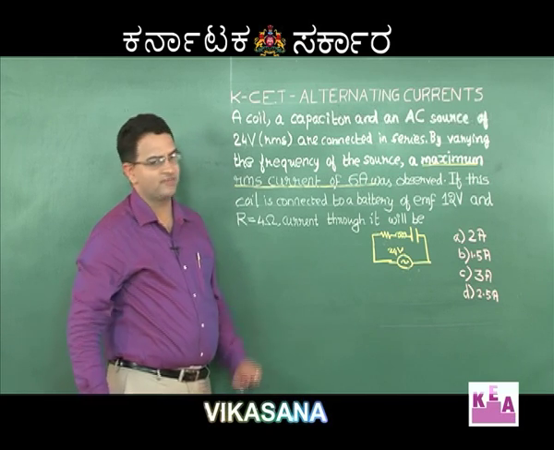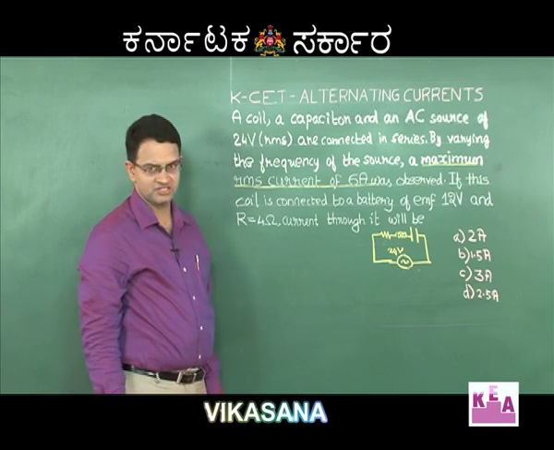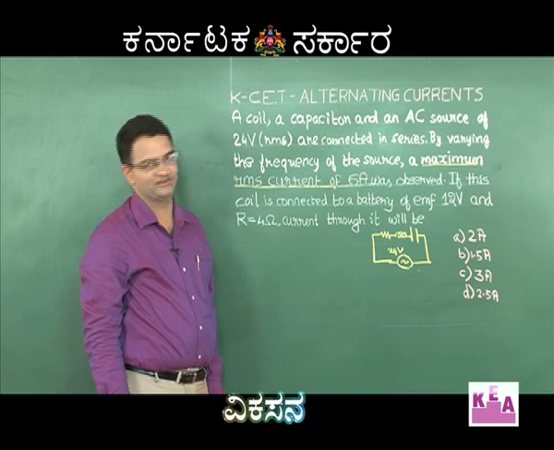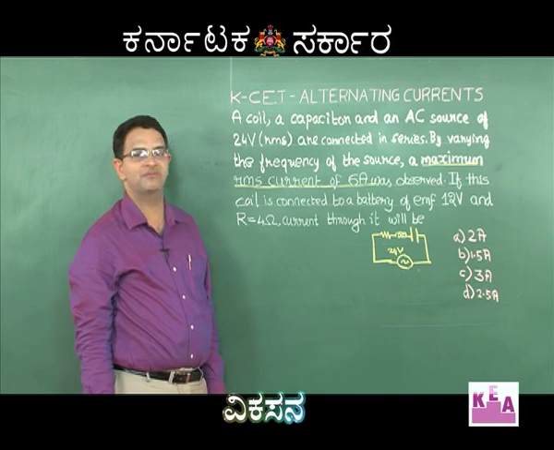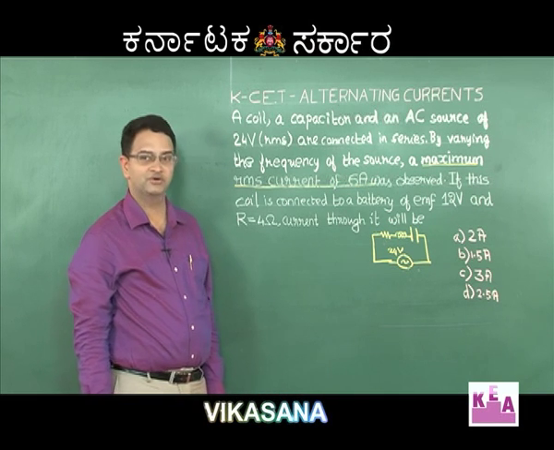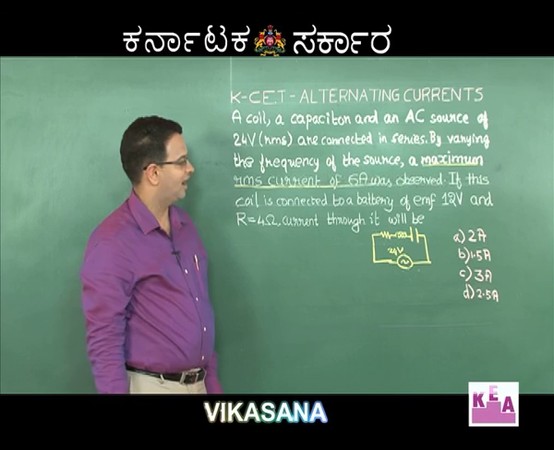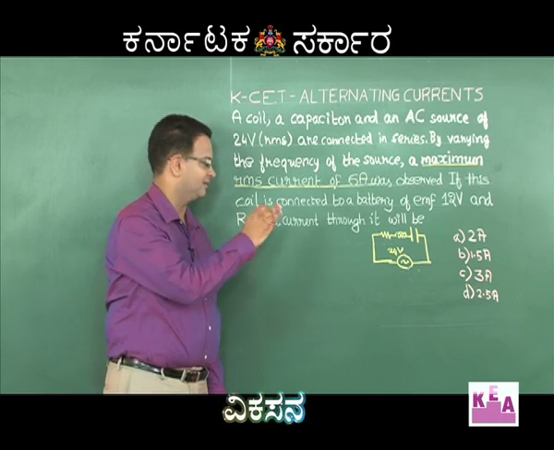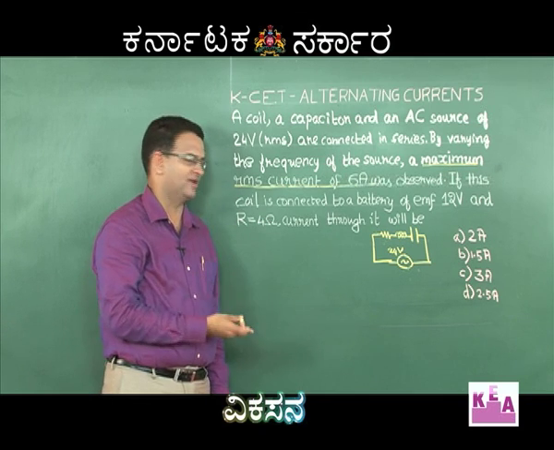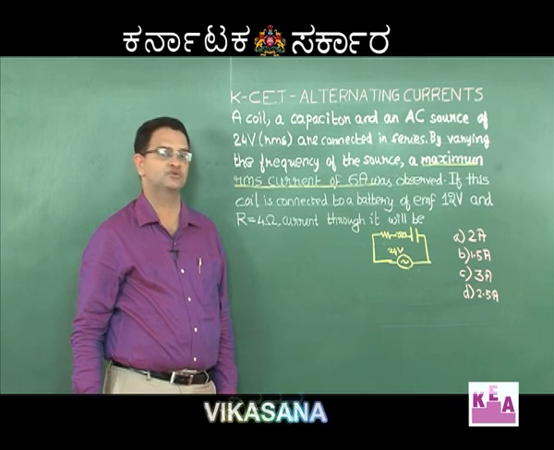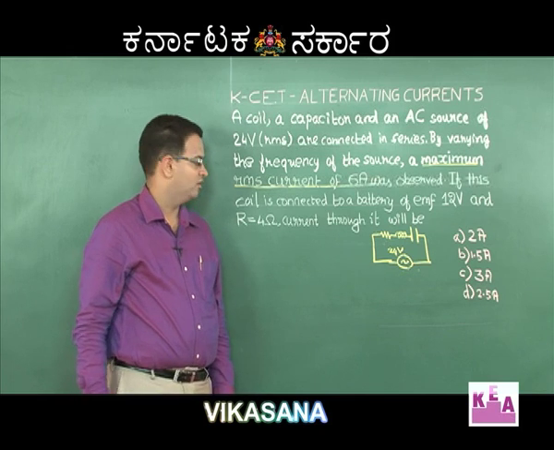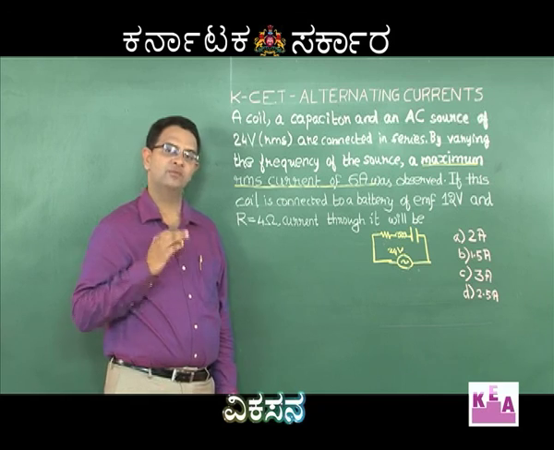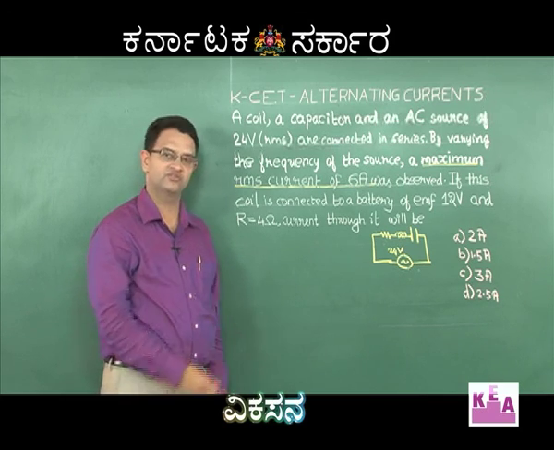The moment this word maximum comes, students, we must realize that the circuit is in resonance, because the current will be maximum when the circuit is in resonance. And you know that when the circuit is in resonance, the inductive reactance and the capacitive reactance are equal, XL is equal to XC. Therefore, although the circuit has resistance, inductance and capacitance, it will behave like a purely resistive circuit.